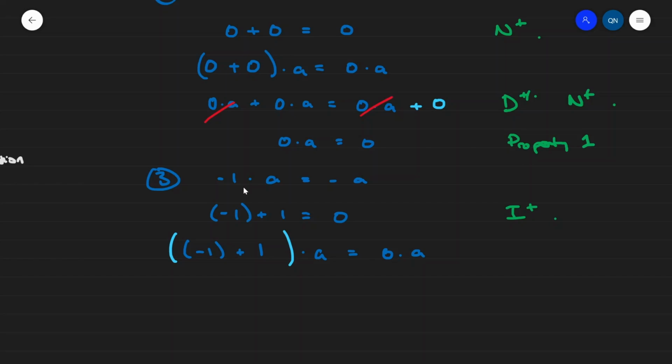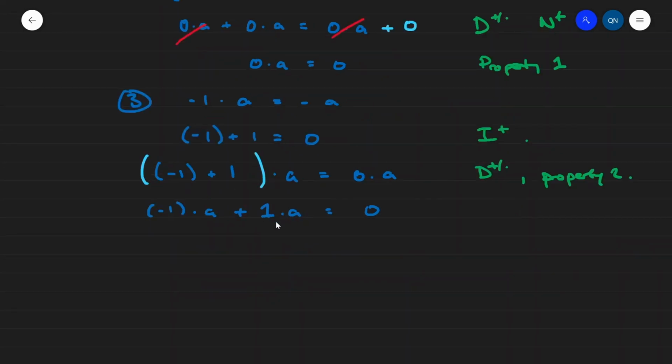Now I'm going to use the distributive laws on the left hand side, and I'm also going to use property 2 that we just proved above on the right hand side. So on the right hand side, that just becomes 0, and on the left hand side we get negative 1 times A plus 1 times A. Now 1 times A, we know that's equal to A because of this neutral property for multiplication. So we can rewrite this. Now I don't really need brackets over here because it's clear enough that negative 1 we're treating as just one element. So negative 1 times A, we have plus A is equal to 0.